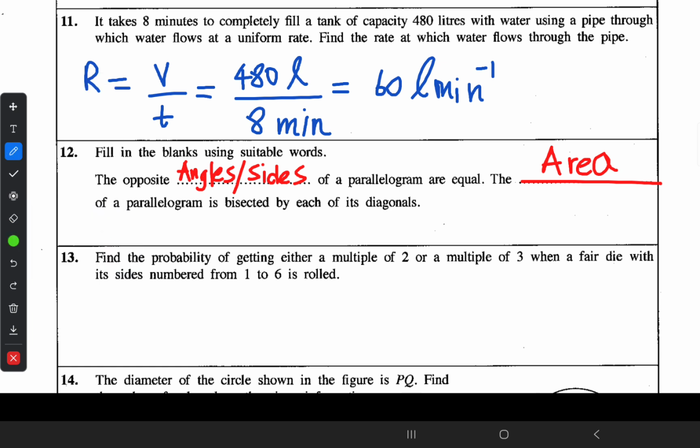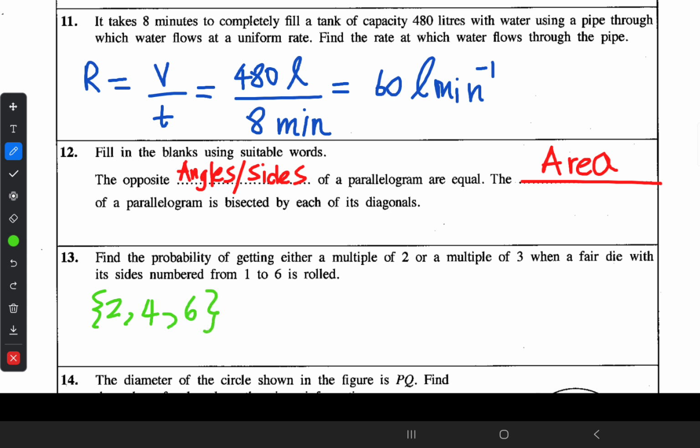And the 13th one, find the probability of getting either a multiple of 2 or a multiple of 3 when a fair die with the sides 1 to 6 is rolled. So we have to include both of them. The multiples of 2 would be 2, 4, 6.